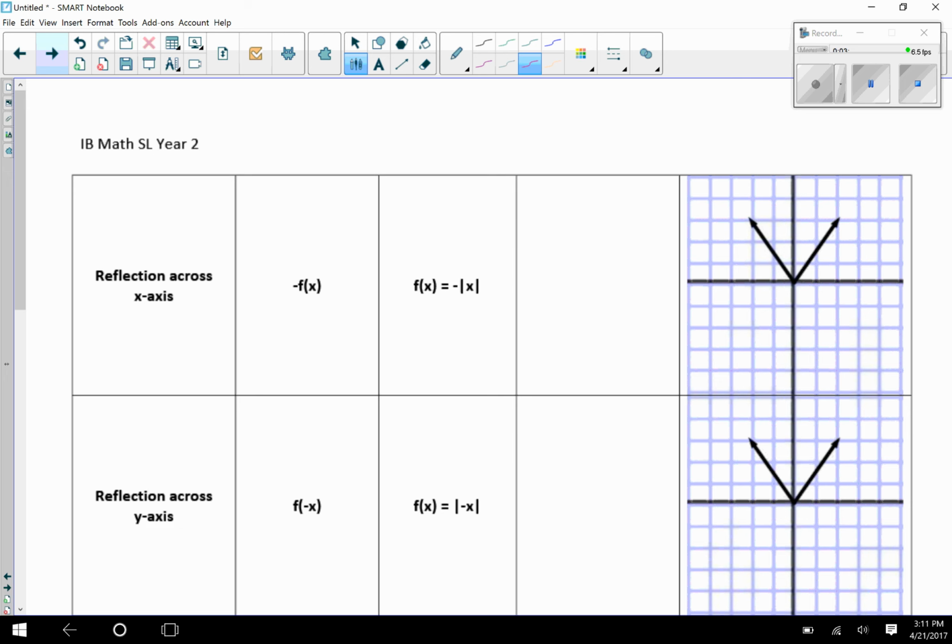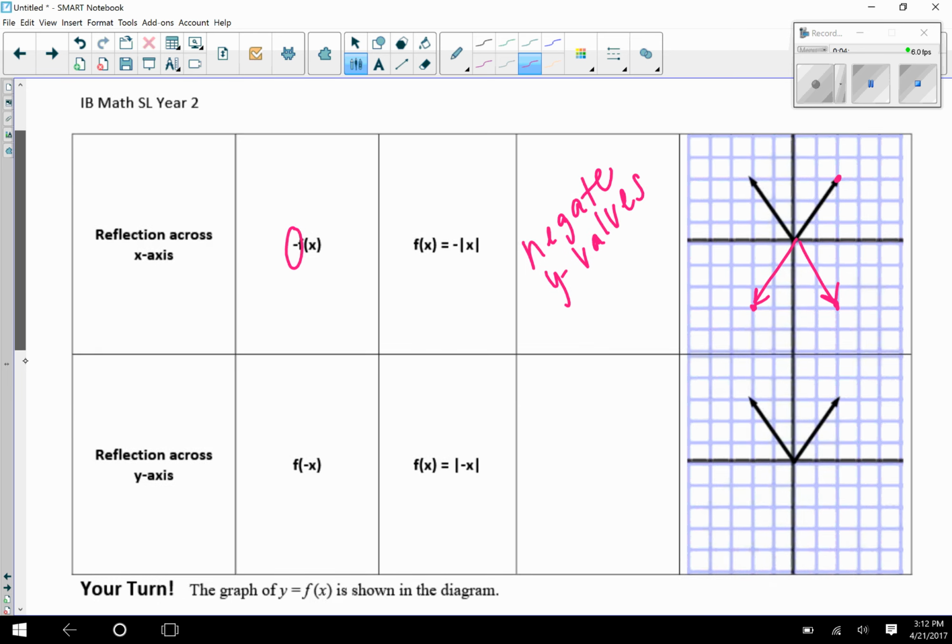If we want to do a reflection, we have 2 different types. The first one's a reflection across the x-axis. This is if you have a negative out front. So out front is a reflection over the x-axis, and your rule is to negate your y values. So anything that is the y value, so here, land here, and here. And that's my function reflected over the x-axis.